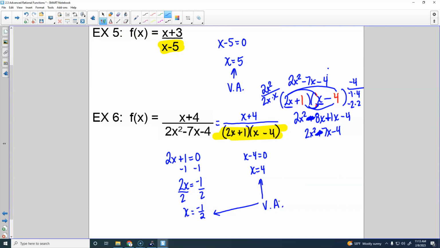You don't do anything with the numerator. There's no other discontinuities from the numerator. It's only from the denominator. Okay, questions there?